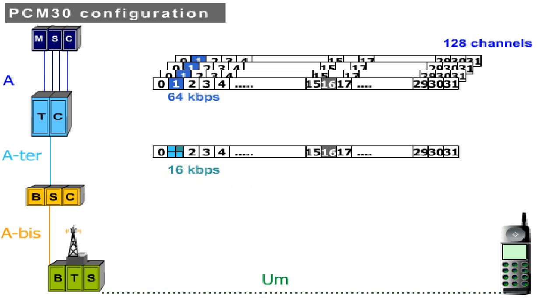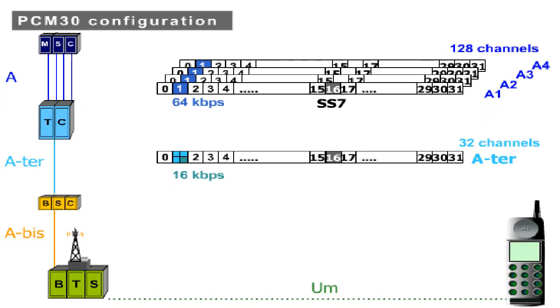In total, the 128 channels of 4 A links are reduced to the 32 channels of one A-ter link, which are numbered consecutively from 0 to 31. The SS7 signaling, which in our example is to be found in time slot number 16, is transmitted from A to A-ter transparently. That means unchanged.